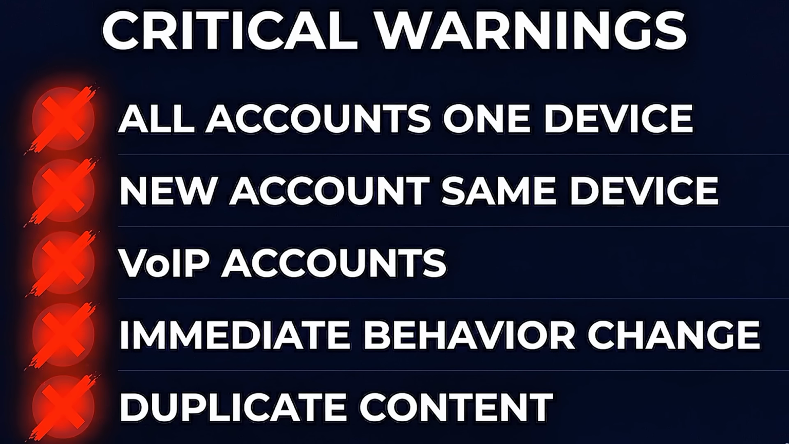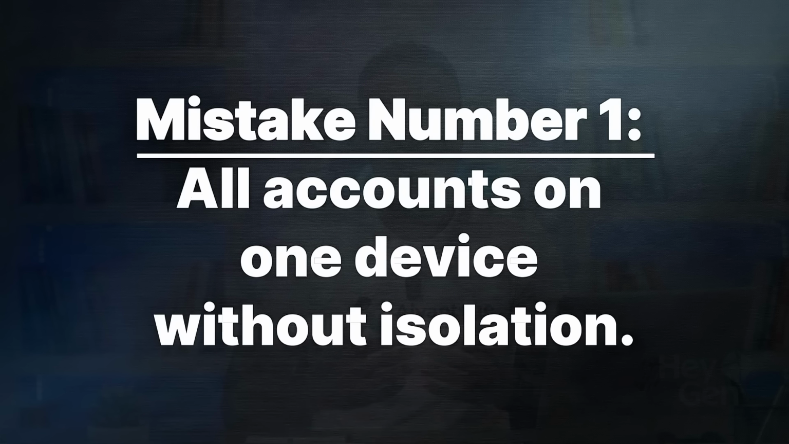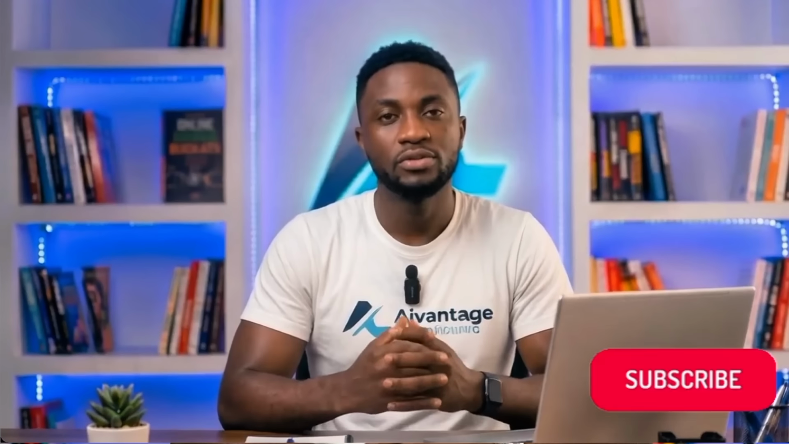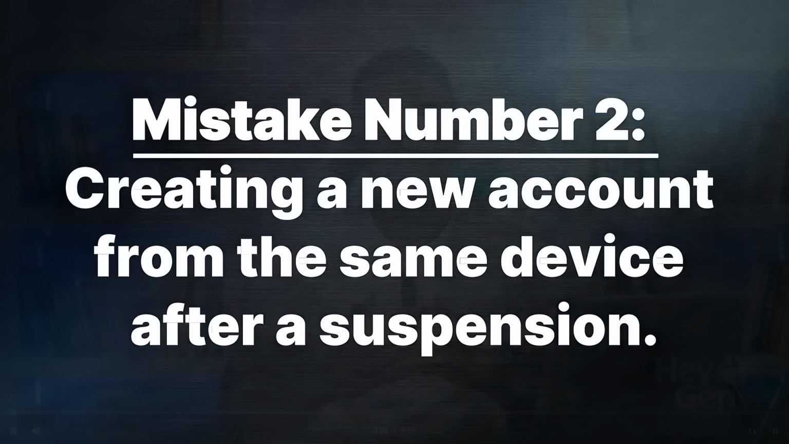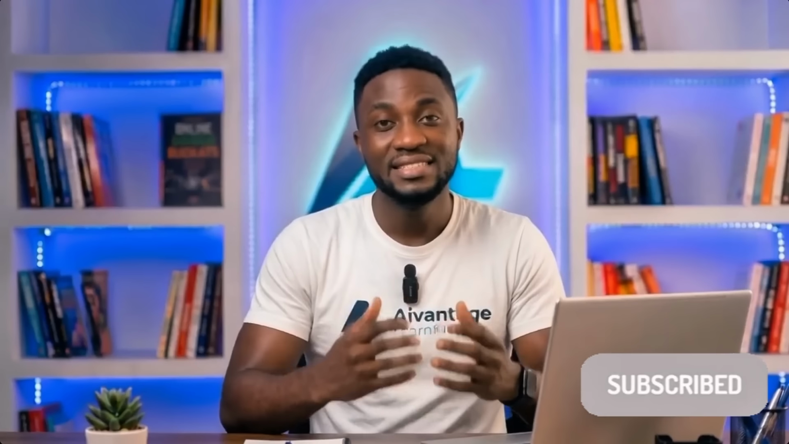5 mistakes that get freelancers caught. Mistake number 1. All accounts on one device without isolation. One restriction equals all suspended. This is how the SMM agency lost half their clients. Mistake number 2. Creating a new account from the same device after a suspension. Instant detection through fingerprint matching.